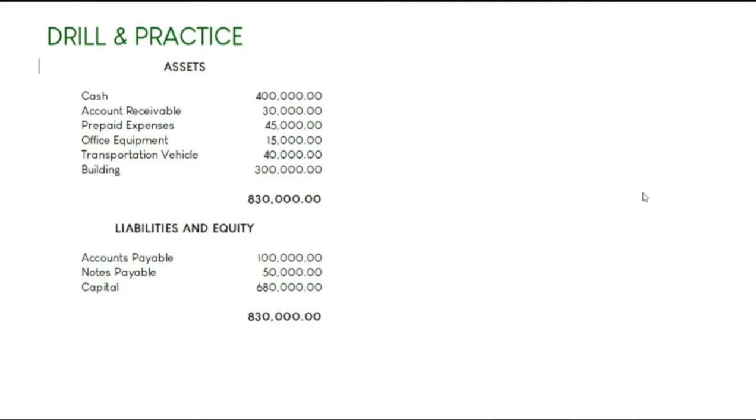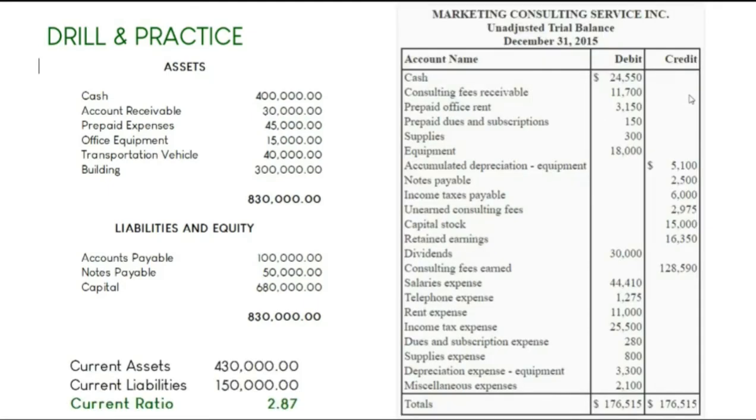So identify the quick assets and current liabilities, and then do the quick ratio. 2.87 po ba, sir? 2.87. Okay, we'll accept that too. 2.87, 2.86. Malapit naman na. So current assets is 430,000. Current liabilities is 150,000. 430,000 divided by 150,000 is 2.87.